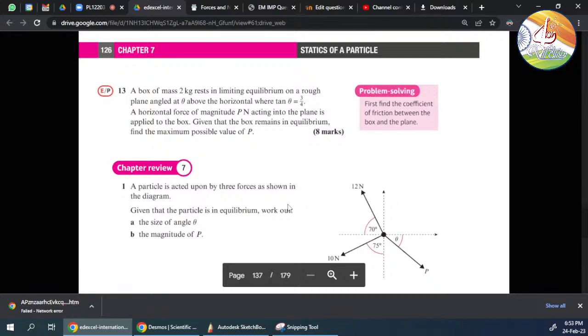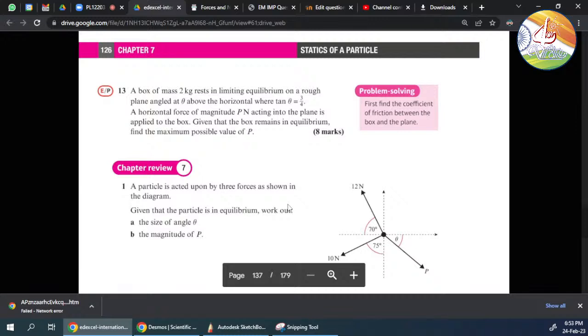Some information is missing here. Even though in the hint he is telling us to first find the coefficient of friction, how do we find the coefficient of friction? There is no information given. Some additional information has to be given, only then can we find the coefficient of friction.